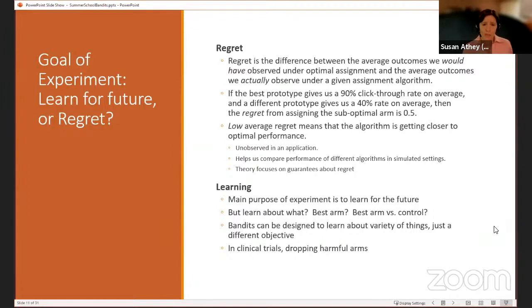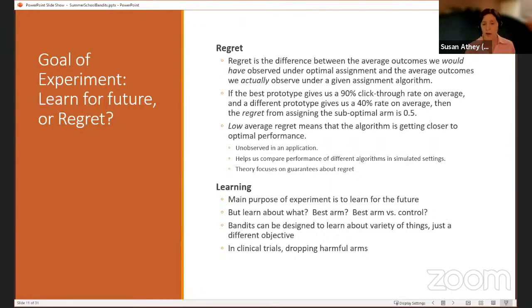Another type of goal would be learning. And that's actually what we wanted to do in the New York City experiment. There, the main purpose of an experiment might be to learn for the future. And in many economics and social science settings, we're actually running an experiment because we want to learn about the future. So regret is not necessarily the right concept for us as social scientists. But then the question is, well, what is it that you want to learn about?